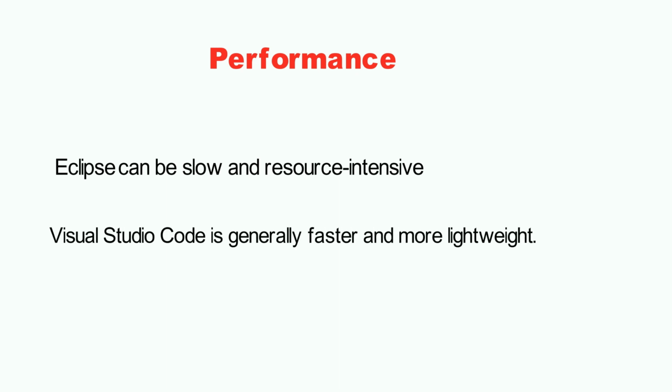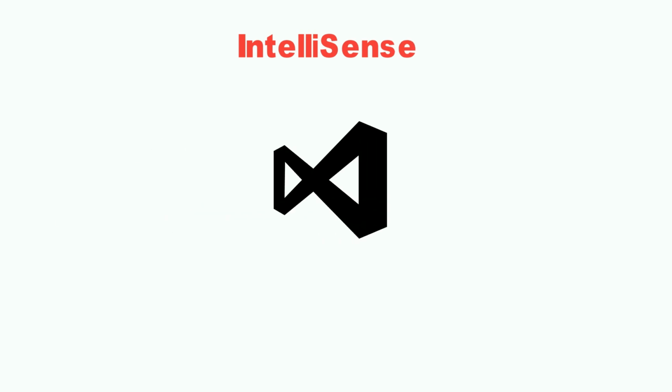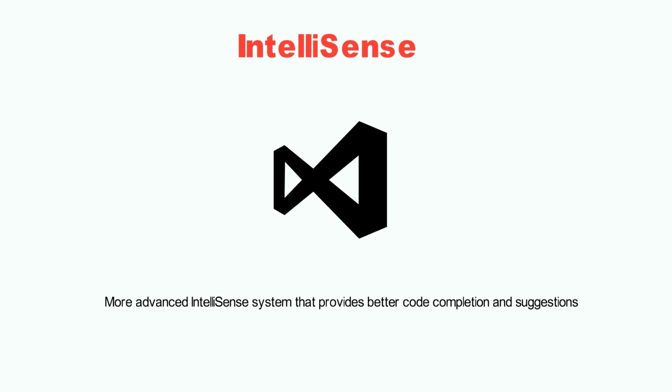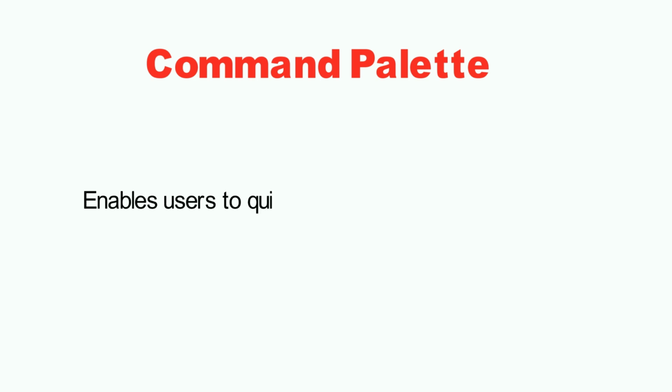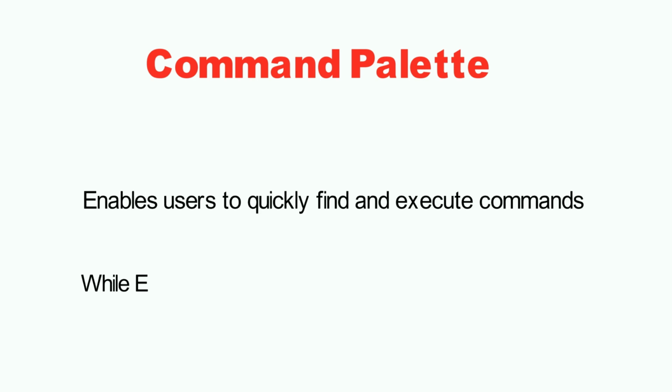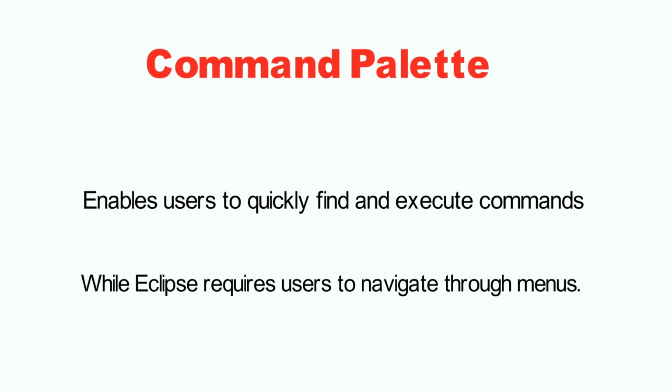faster and more lightweight. Intellisense: Visual Studio Code has a more advanced Intellisense system that provides better code completion and suggestions than Eclipse. Command palette: Visual Studio Code has a powerful command palette that enables users to quickly find and execute commands, while Eclipse requires users to navigate through menus.